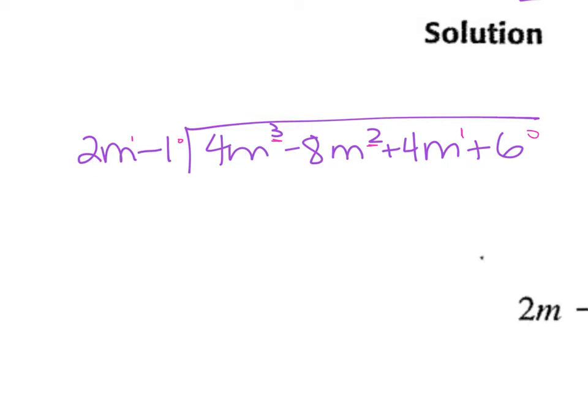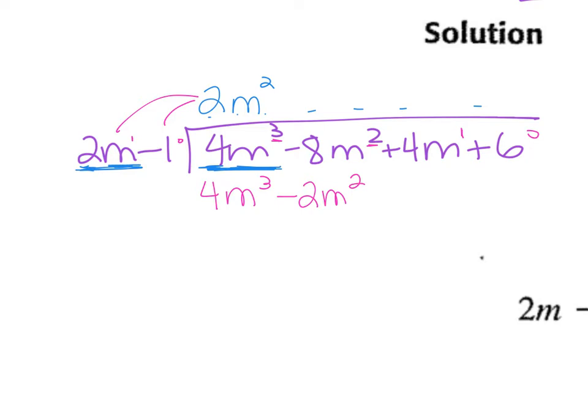Once you've done that, then you've got to figure out what's going up in this space here. So I want to divide the first term here into the first term here. So what do I have to multiply 2 by to get to 4? And it's 2. What do I have to multiply m by to get to m to the third? And it's m to the second. And then I'm going to take and multiply that times both of the terms on the outside of your division bar. So hopefully if we've done it correctly, 2m squared times 2m is 4m to the third, which is what we wanted it to be. 2m squared times negative 1 is a negative 2m squared.